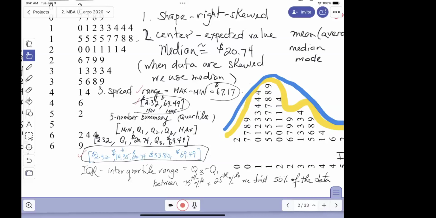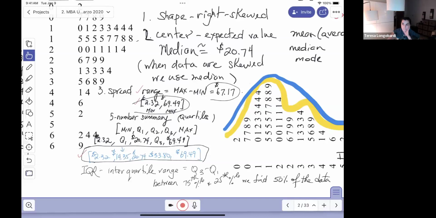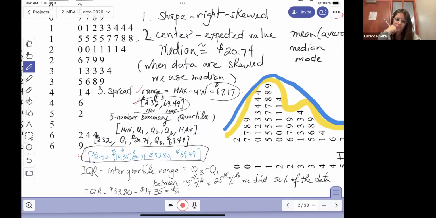Okay. So did you get it? Q3 minus Q1? $24.45. 24.45? Yes. Okay. Any disputes?